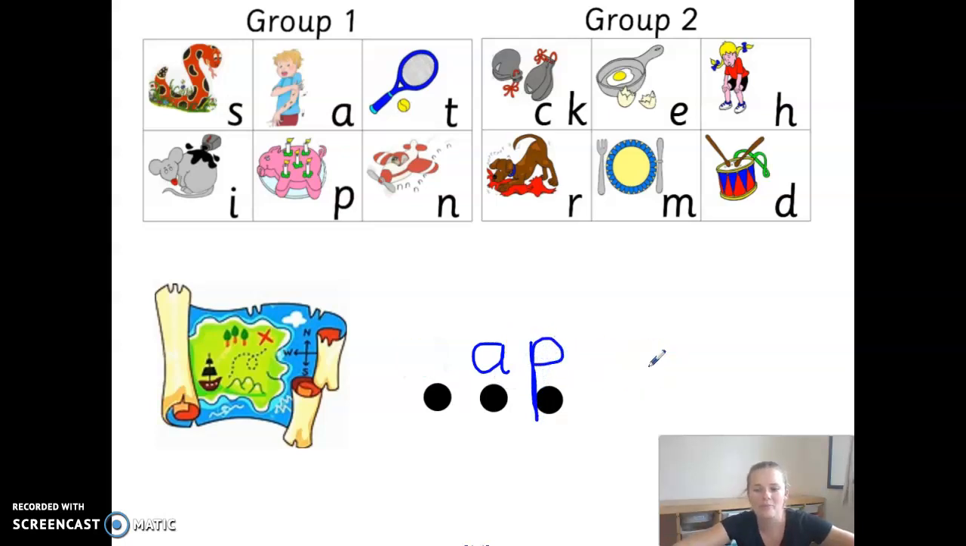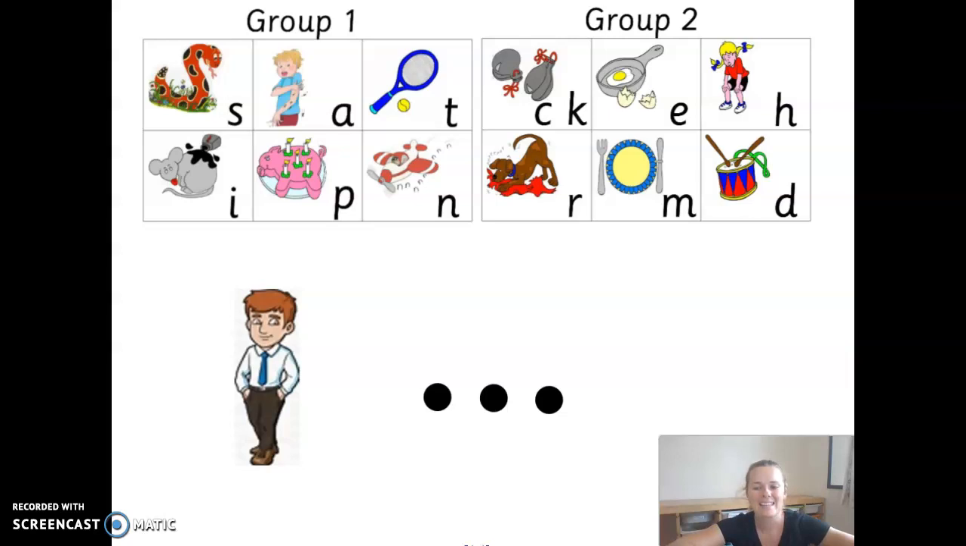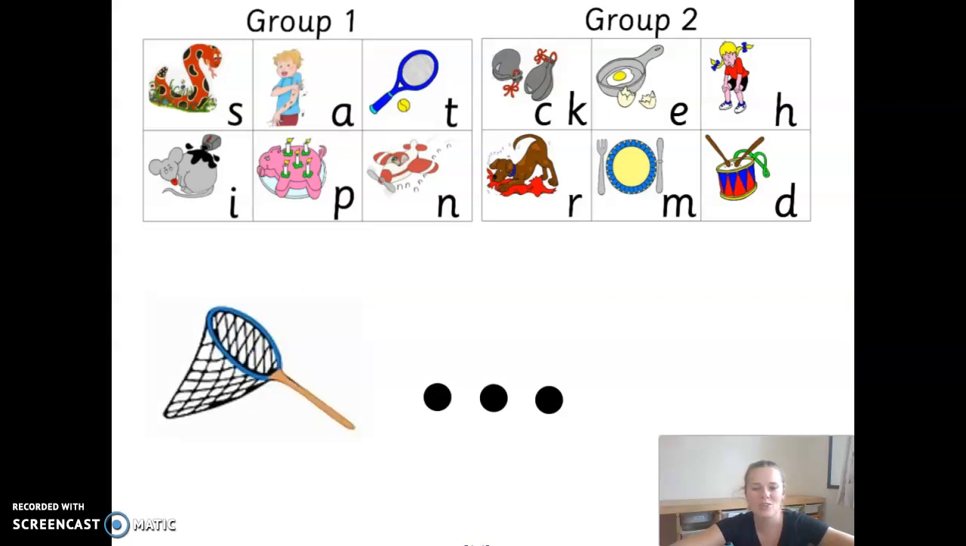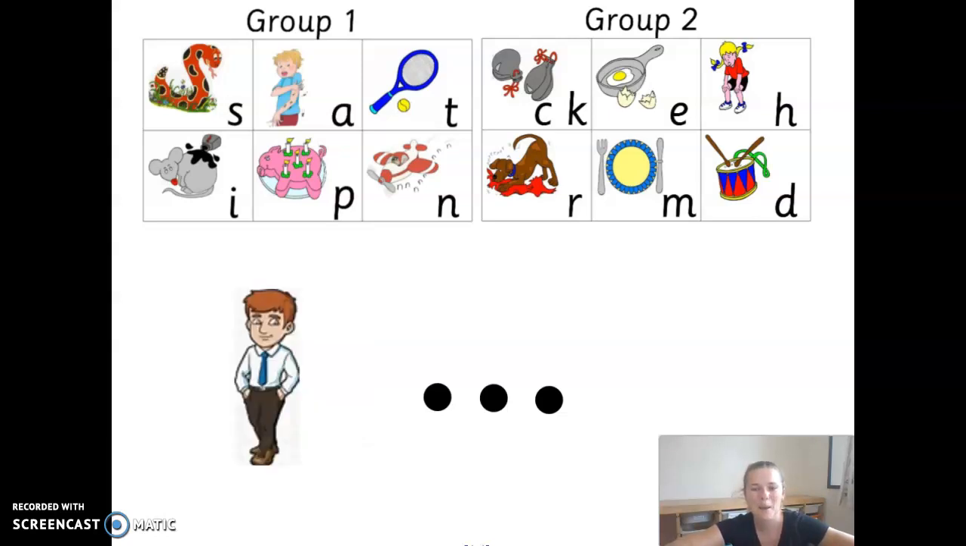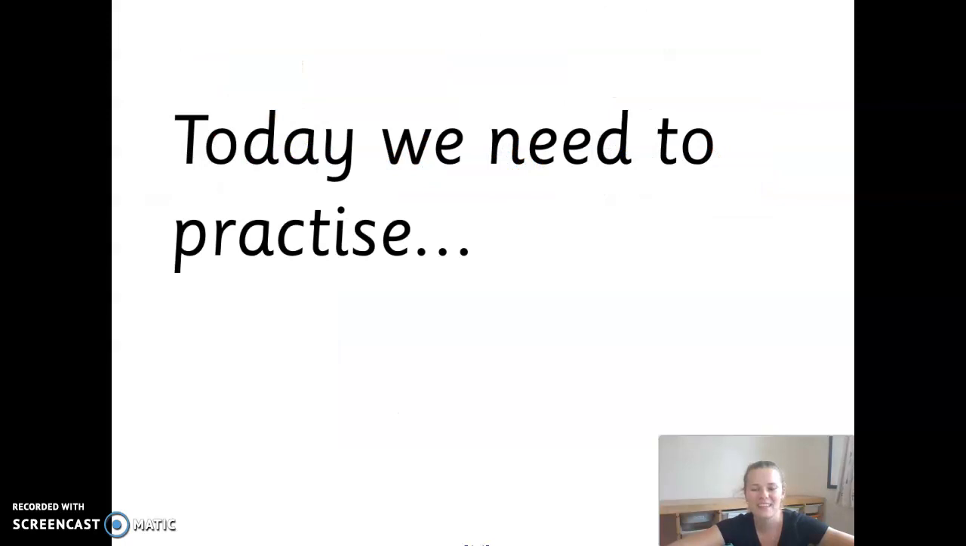Super. It's disappearing now. Please do the same for net, man, and sick. I'll show you those again so you can pause. Net, man, sick. Well done everyone for your fantastic word writing. That is quite tricky and you've done a good job.